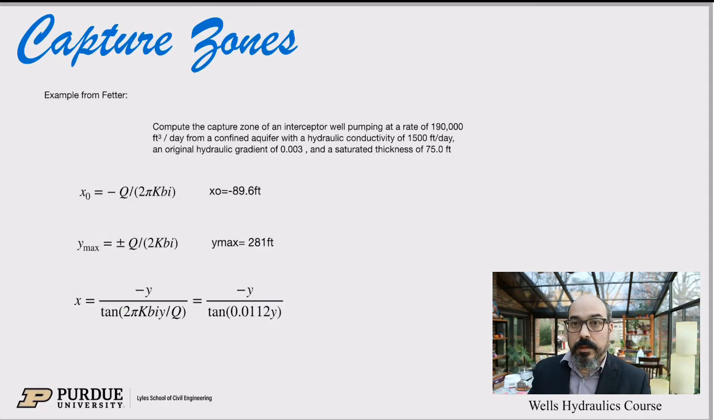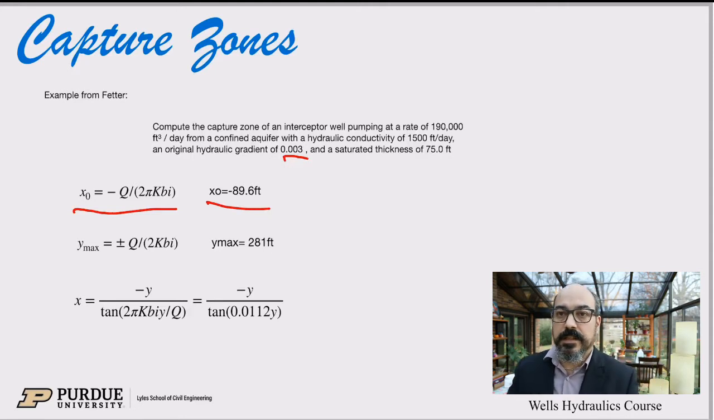So we can now put this into a simple application. Compute the capture zone of an interceptor well pumping at a rate of 190,000 cubic feet per day from a confined aquifer with a hydraulic conductivity of 1,500 feet per day, a regional hydraulic gradient of 0.3%, and a saturated thickness of 75 feet. Now we have all the numbers, we just plug them in. The stagnation point will be a little less than 90 feet from the well, with a minus sign, so downstream.